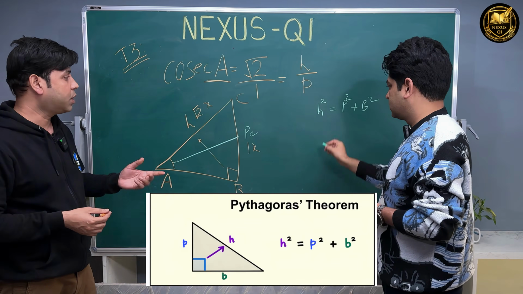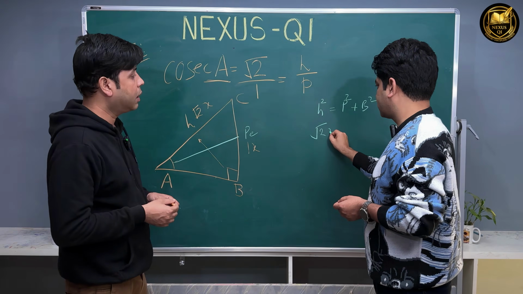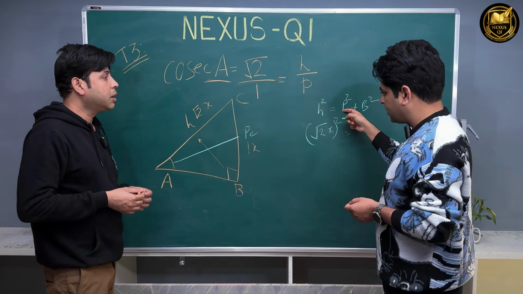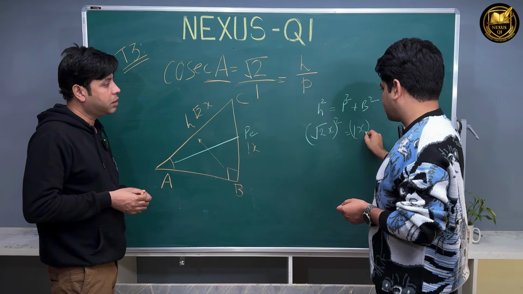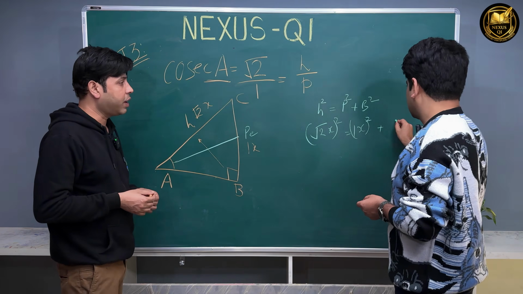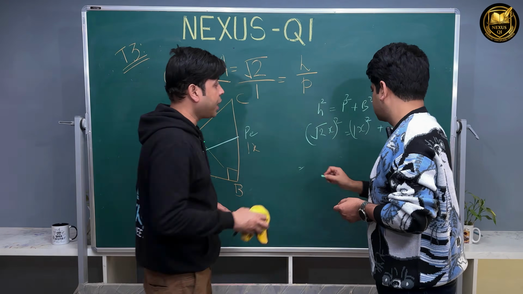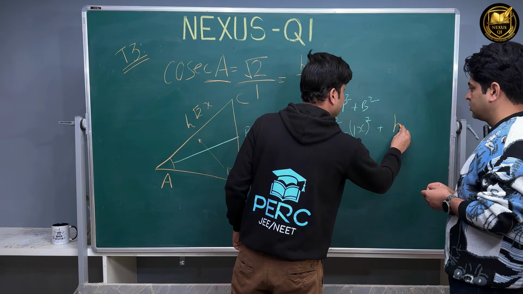Correct. Now just put the values. Hypotenuse is root 2x whole square. Write this, and this is the perpendicular, 1x. You have to take the bracket. Plus b, the base that we have to find, so b as it is. Mostly we don't write capital B because capital B denotes a vertex. See, right here, small b.